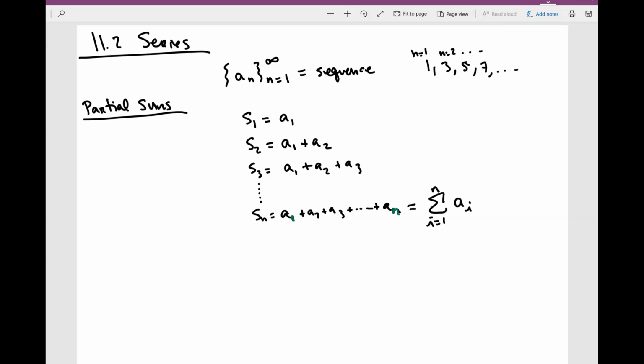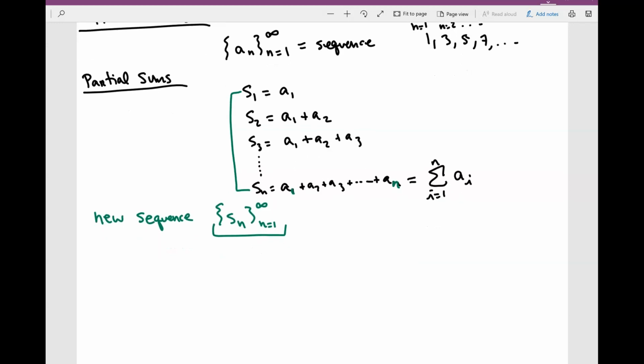So basically, notice that all of these s's are now a new sequence. I just created a new sequence for myself, and this sequence is s sub n, where n goes from 1 all the way to infinity, especially if n was going all the way to infinity. This is what I really want to be able to look at: to sum up all of these different types of sequences and see if this actually goes somewhere. So this brings us to infinite series.